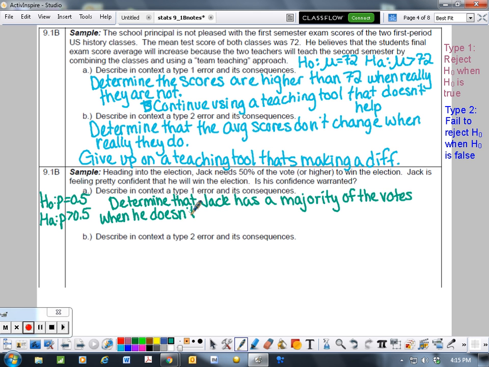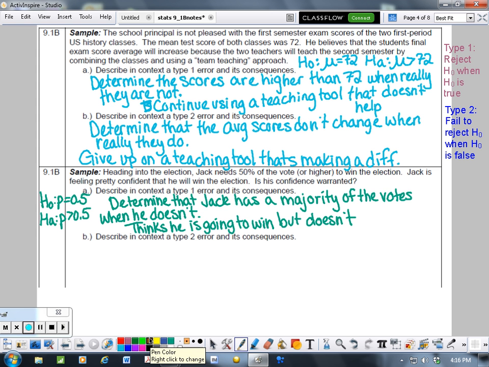So what's a consequence of that? He thinks he's going to win and he really doesn't. He gives up because he's like, oh, I've got this in the bag, and doesn't put that extra oomph that could actually help him win. Lots of different consequences, but he really thinks he's going to win and doesn't put in any extra effort to try to win because he thinks he's got it in the bag.